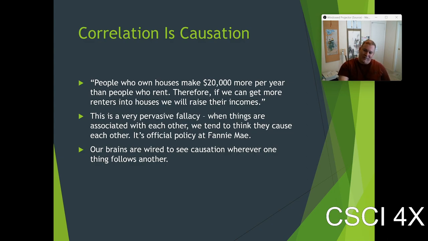So we talked about this before, but this is actually a statement that Fannie Mae has given to Congress. People who own houses make $20,000 a year more than people who rent. Therefore, if we can get renters into houses, we will raise their income.